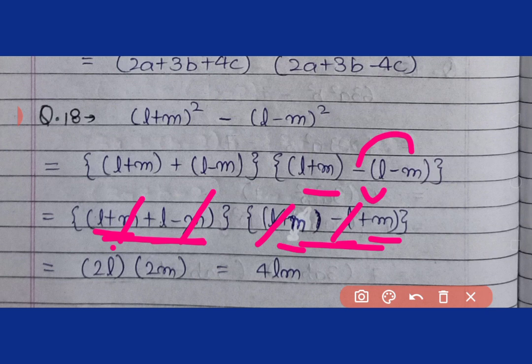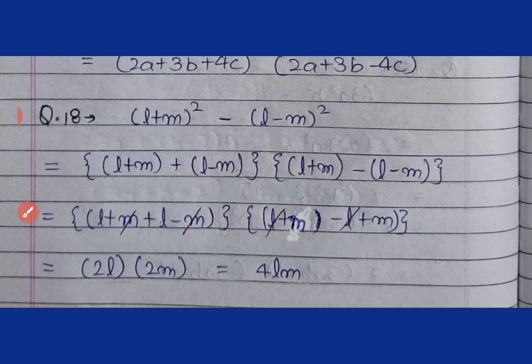There is no sign between their brackets, so there is a sign of multiplication. So 2L and 2m remain, they will multiply and we get the answer 4Lm. Now I am going to explain the second method of it.